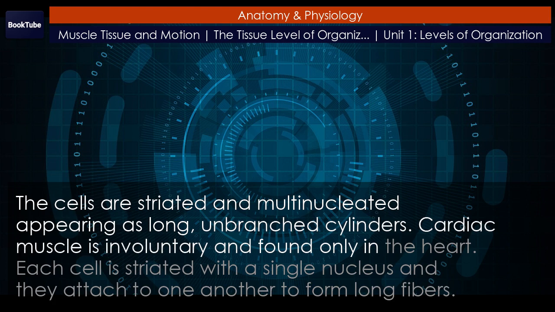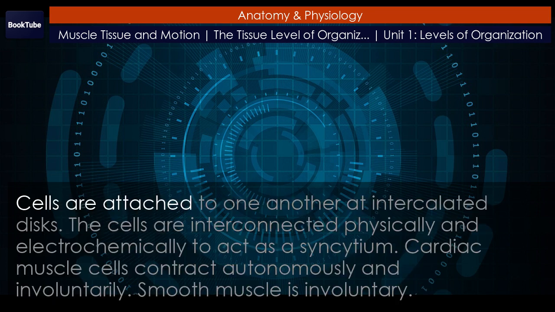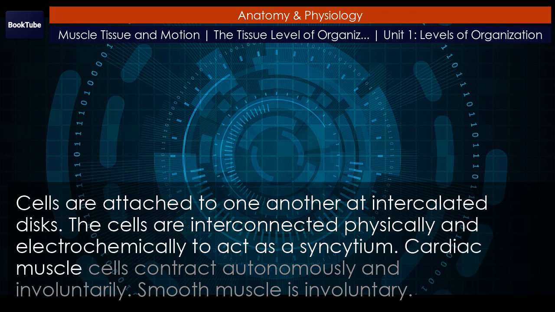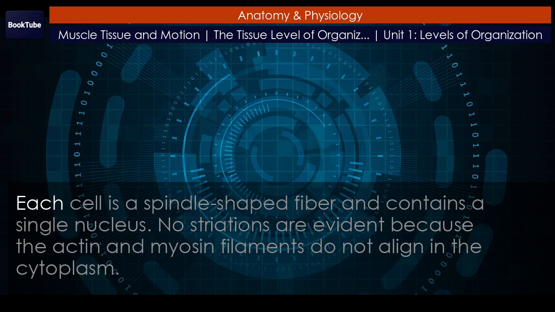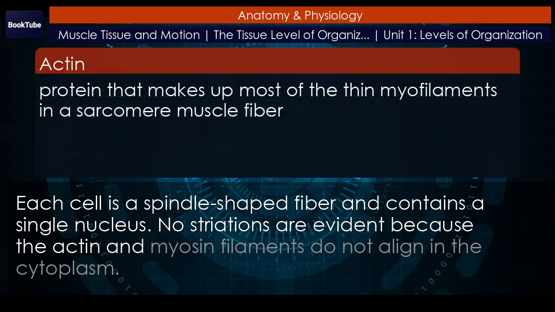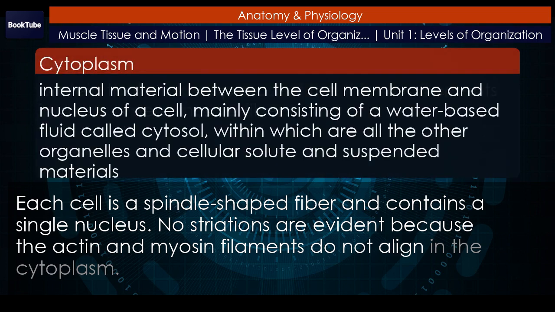Cardiac muscle is involuntary and found only in the heart. Each cell is striated with a single nucleus and they attach to one another to form long fibers. Cells are attached to one another at intercalated discs. The cells are interconnected physically and electrochemically to act as a syncytium. Cardiac muscle cells contract autonomously and involuntarily. Smooth muscle is involuntary. Each cell is a spindle-shaped fiber and contains a single nucleus. No striations are evident because the actin and myosin filaments do not align in the cytoplasm.